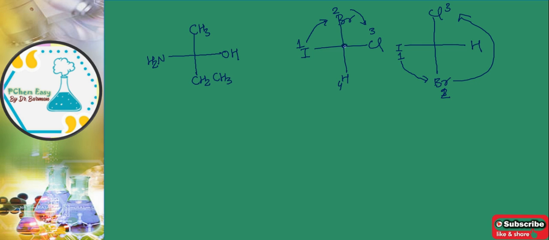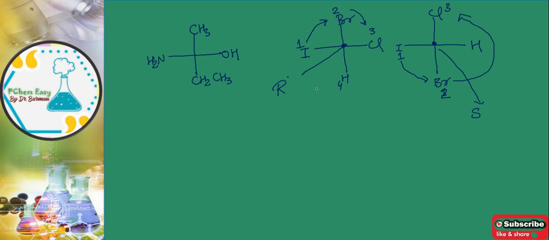So see the difference here and here. This is the chiral carbon. Now we have to assign the configuration of this carbon. Okay, so what would it be? Now 1, 2, 3 is in a clockwise direction. So it would be R if it is clockwise direction. Here 1, 2, 3 is anti-clockwise. Okay, so just see that, anti-clockwise. So it would be S.